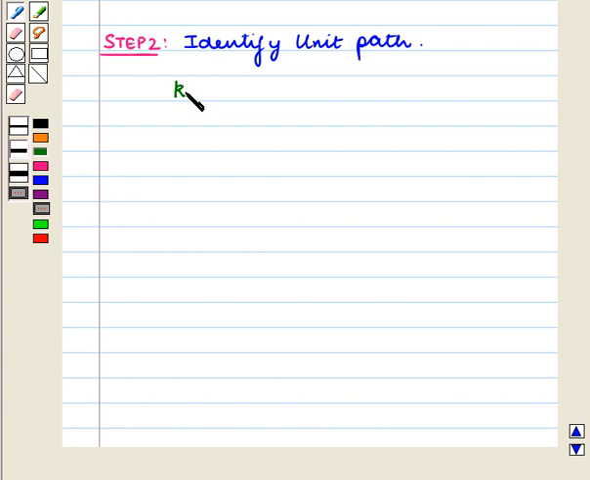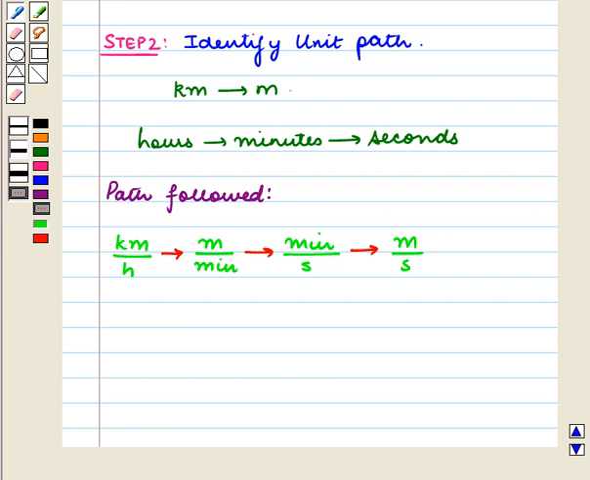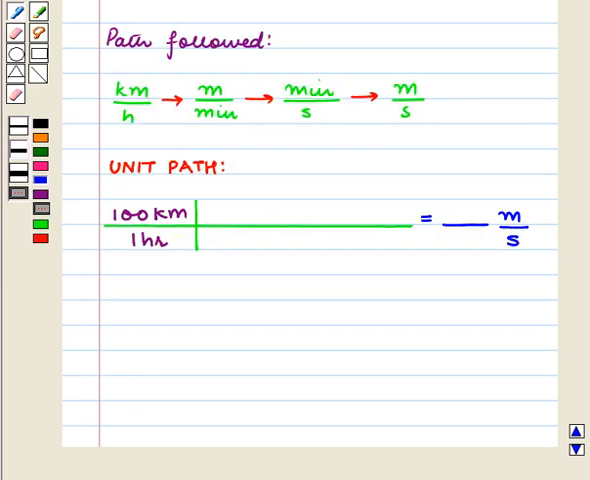Here we will convert kilometers into meters and hours into minutes and then into seconds. So the path followed will be kilometers per hour to meters per minute to minutes per second to meters per second. So here our initial quantity is 100 kilometers per hour and the desired quantity will be in meters per second. So the unit path will be written like this.